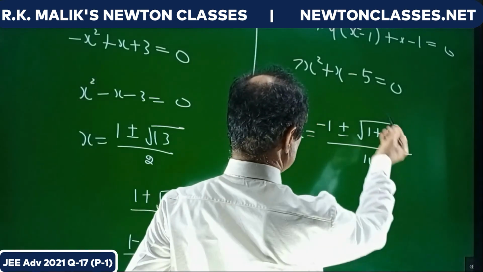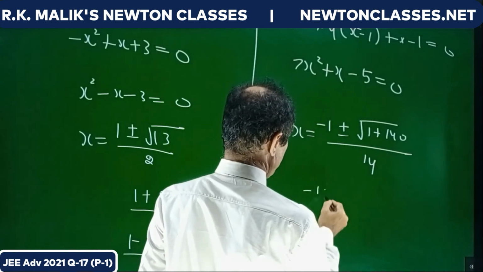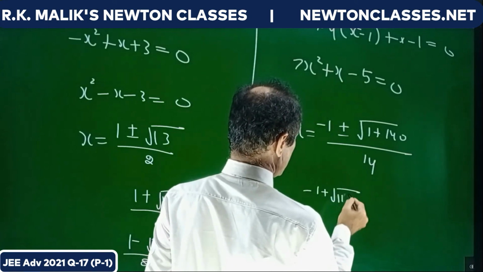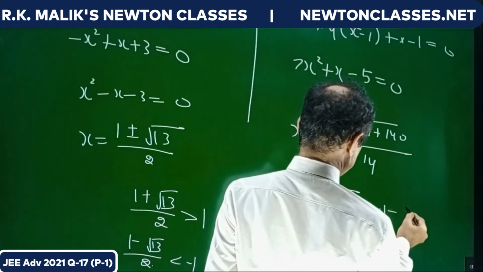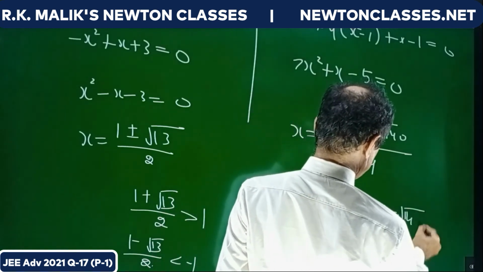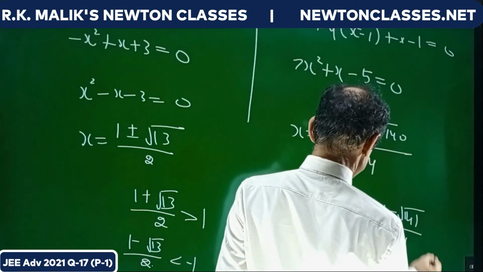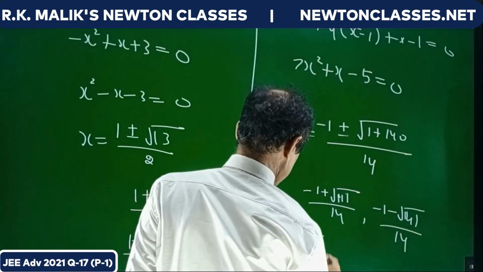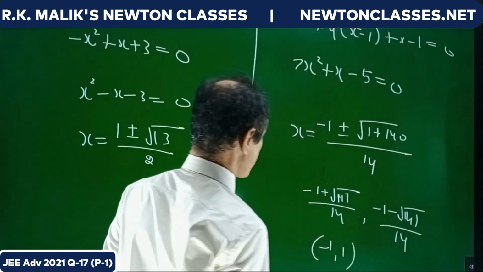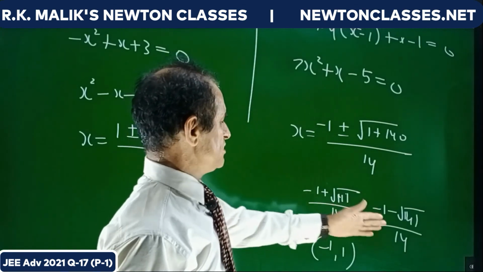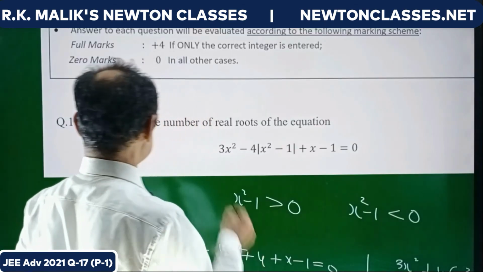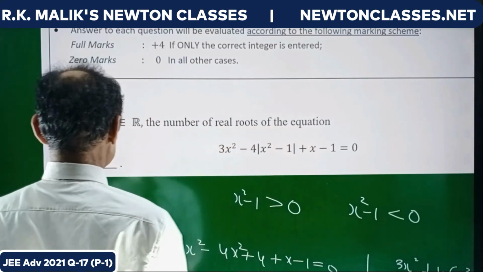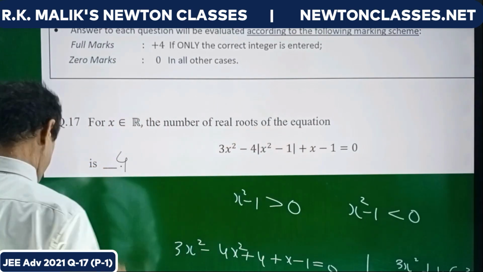And it is also clear that minus 1 plus under root 141 by 14 and minus 1 minus under root 141 by 14, both these lie in the interval minus 1 to 1. Hence these values are also acceptable. Therefore the number of real roots of this equation is 4.